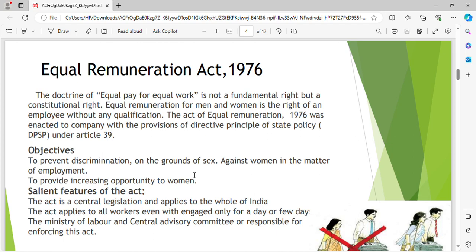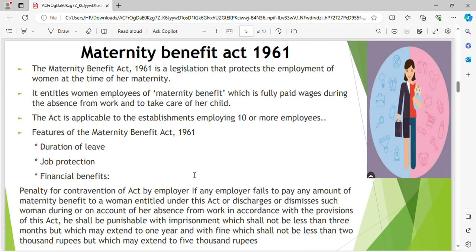Salient features of the particular act we can talk about: it is central legislation and applies to the whole of India, and it also applies to all workers, even those engaged on a casual basis for a few days. The Ministry of Labour and the Central Advisory Committee are responsible for the enforcement of this act.